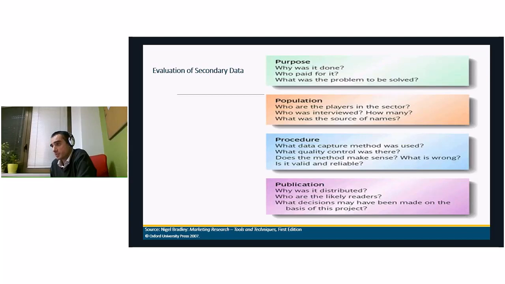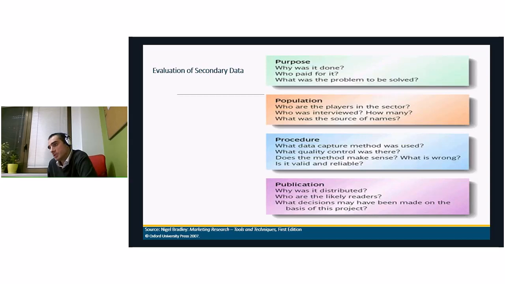The second big question is the population. Who are the players in the sector? Who was interviewed? Were they users of the specific organization or company or not? How many? Or were they just potential clients? What was the source of names? Where did they find them? Online or face to face?